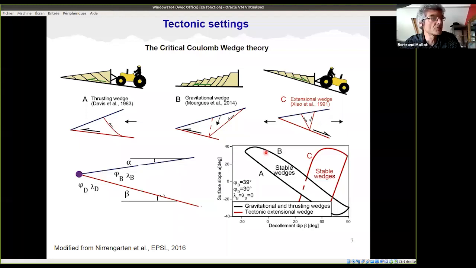If you increase the slope again, you fall into a B case, which is here, a gravitational collapse. So in the same theory, we can also describe collapse. We can also describe extensional wedges, and it is here, the stable regime. Okay, so this theory has only a few parameters: surface slope, basal slope, internal friction of the material, possibly cohesion and possibly fluid overpressure, and friction on the base, the red base here, phi d, and overpressure on the base. These are the only parameters required.